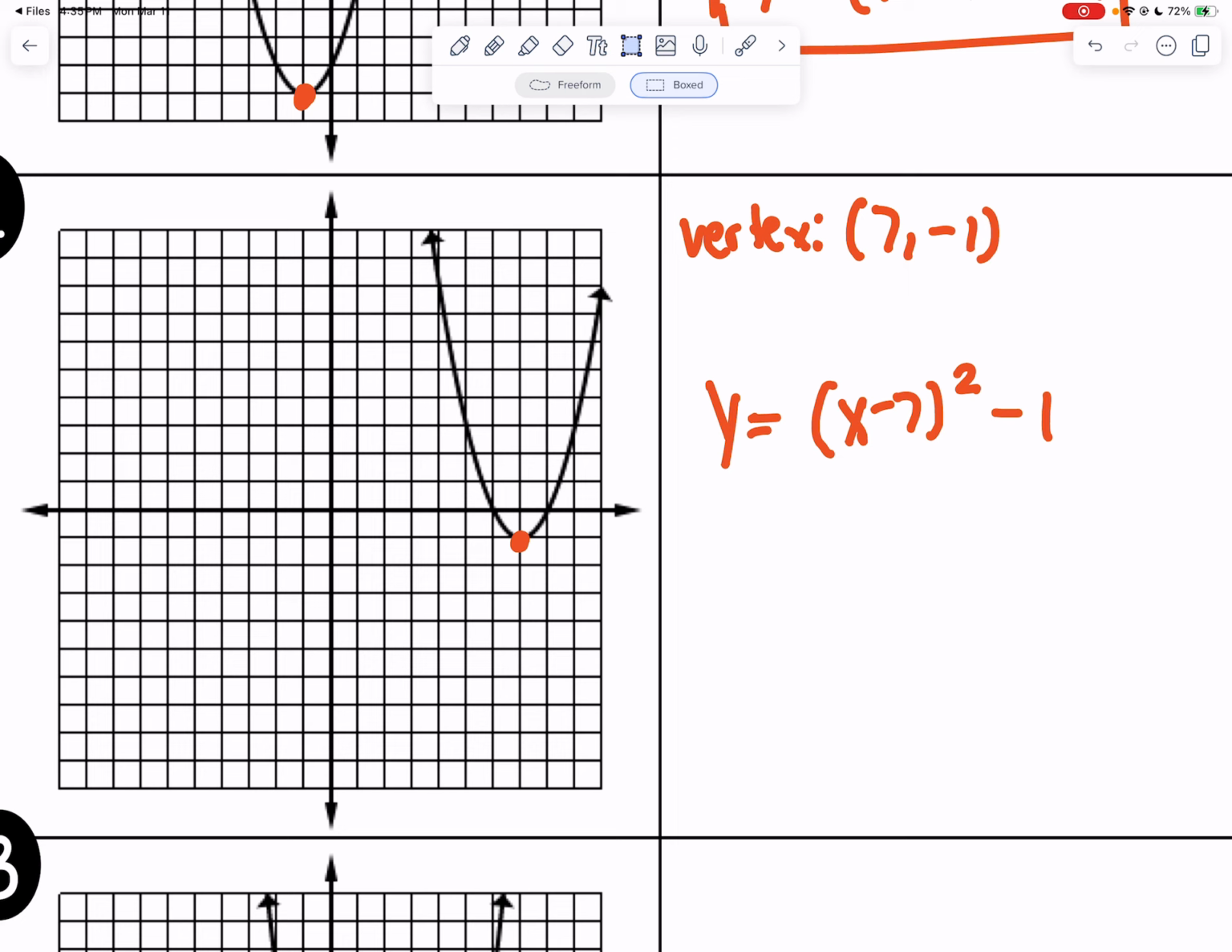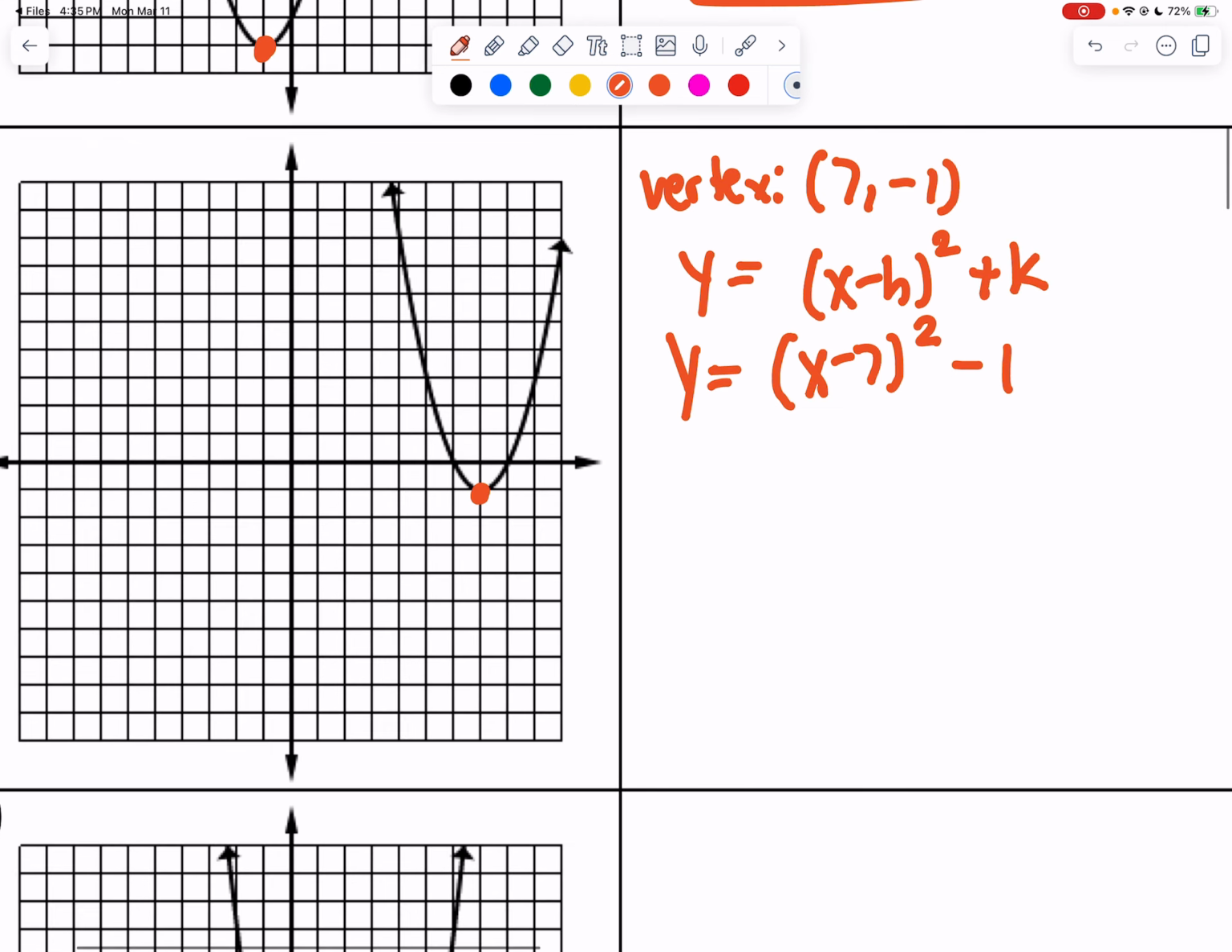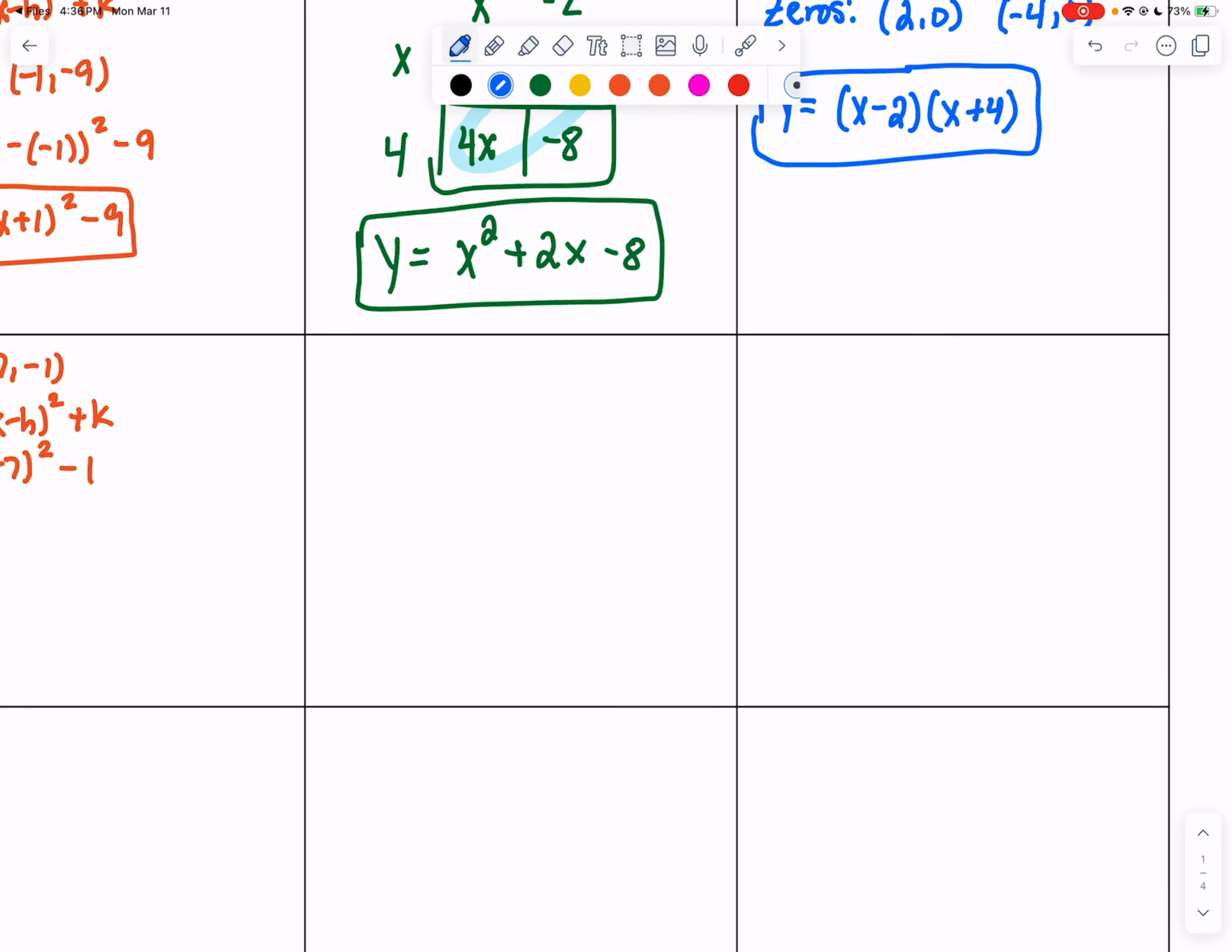Because remember, your formula for vertex form is x minus h squared plus k. In this case, I'm going to go right 7 and then down 1. You'll also notice that your zeros right here for your factored form are pretty close to each other. It's 1, 2, 3, 4, 5, 6, and 8. So your zeros here are 6 and 8. (6, 0) and (8, 0).